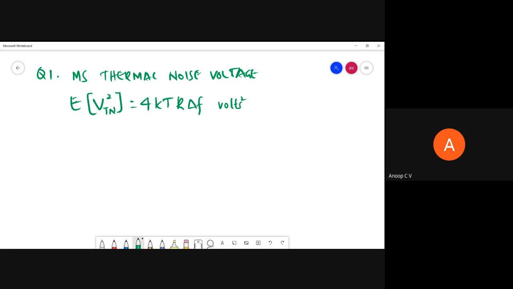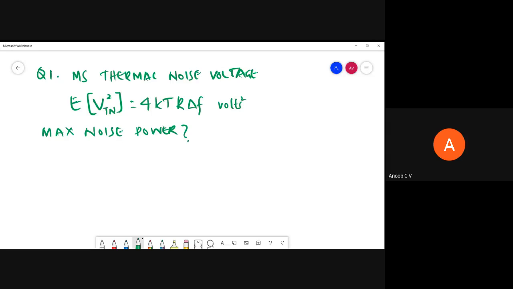Right, so there is some thermal noise source. We don't know what that is. It can be an electrical network or electronic network. So it has a mean square value of this. The question is, what is the maximum noise power it can deliver to any given network? What is the maximum noise power it can deliver to any given network? That is the question, right?